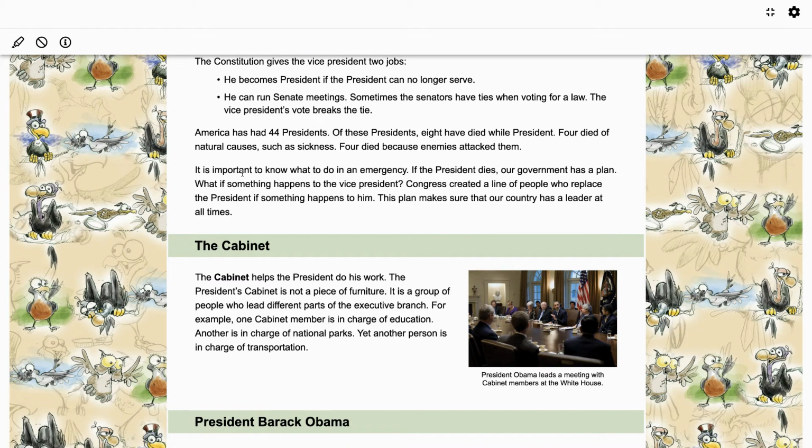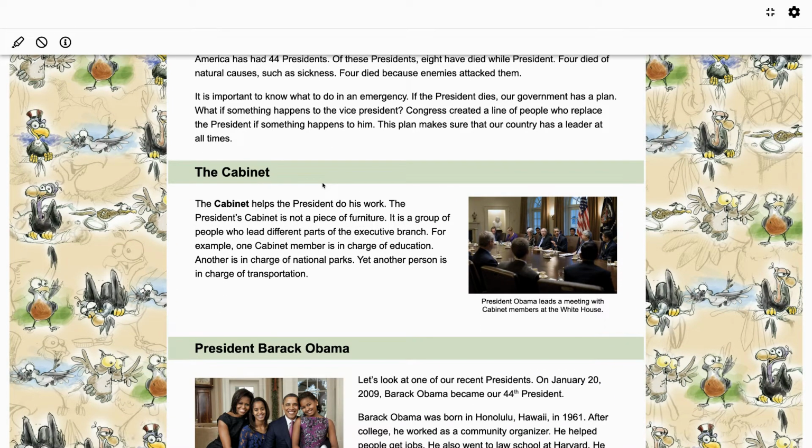America has had 44 presidents, and of these presidents, 8 have died while being president. 4 died of natural causes, such as sickness, and 4 died because an enemy attacked them. It is important to know what to do in an emergency. If the president dies, our government has a plan. What if something happens to the vice president? Well, Congress creates a line of people who replace the president if something happens to him. This plan makes sure that our country has a leader at all times.